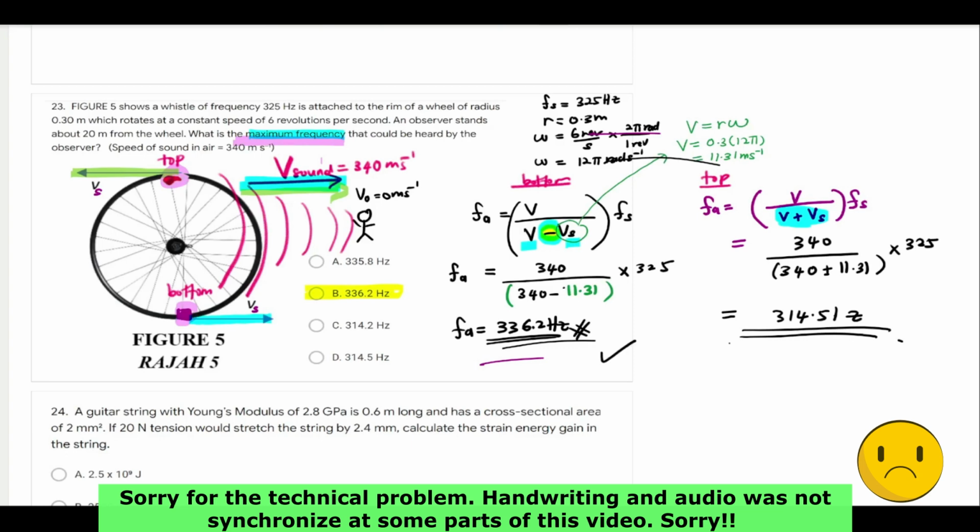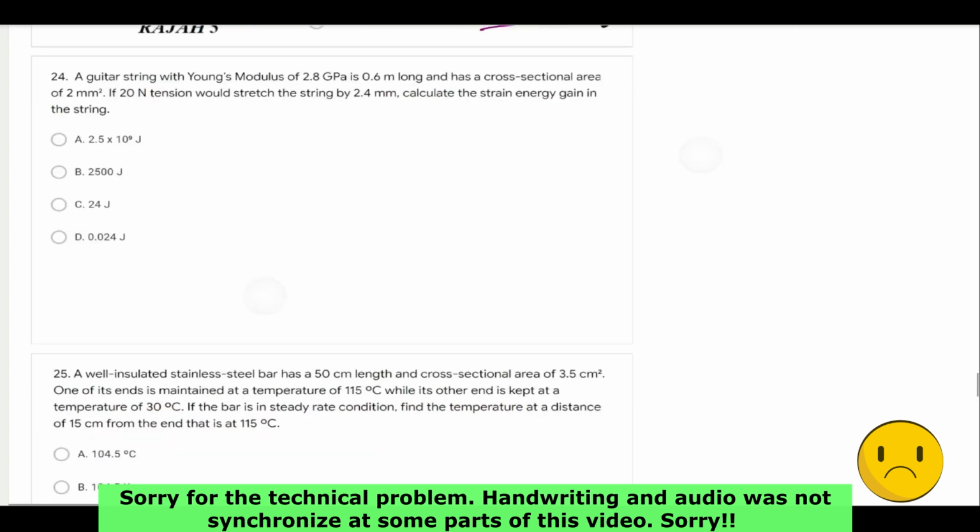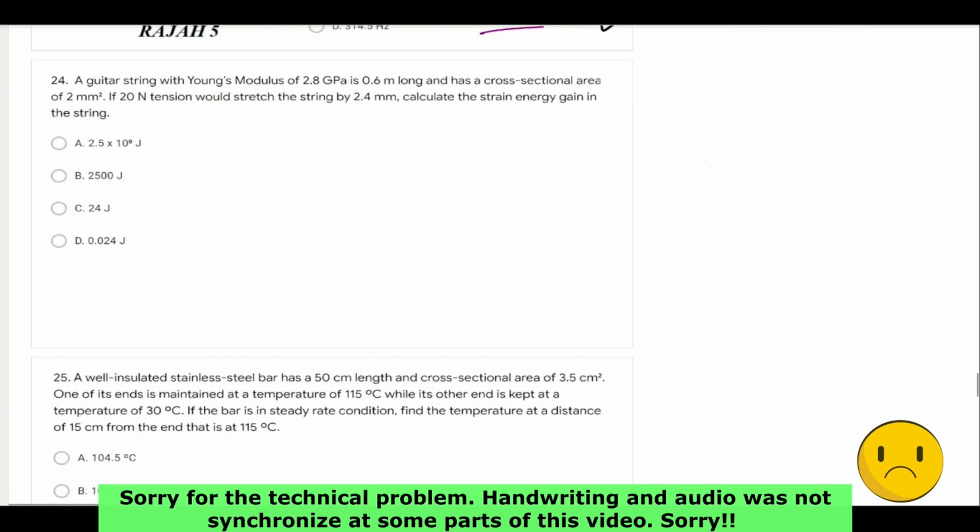Okay. Alright, so next question. Question 24. Given that the Young modulus is equal to 2.8 giga. Giga is power of 9 Pascal. And has a cross-sectional area where 2 millimeter squared.